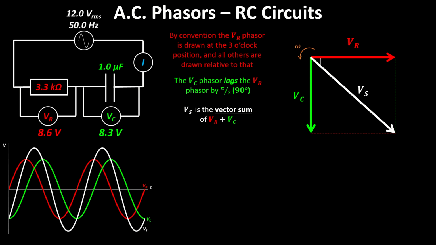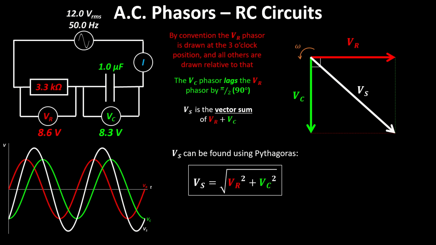And if we plug in the numbers that we had before, the measured ones, 8.6 and 8.3, we can find the value of the supply voltage using Pythagoras. We can't just go 8.6 plus 8.3 because the VR and VC vectors are not in the same direction. But we can use Pythagoras. So Vs equals the square root of VR squared plus VC squared, and plugging in those numbers, we get 12.0 volts, which is exactly what the supply voltage was.